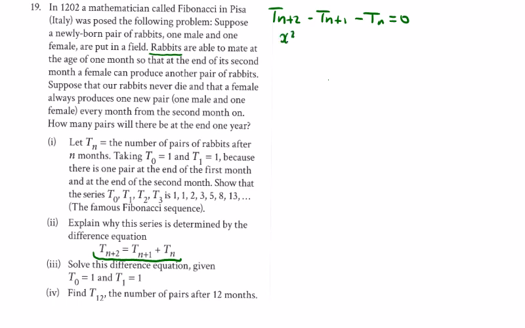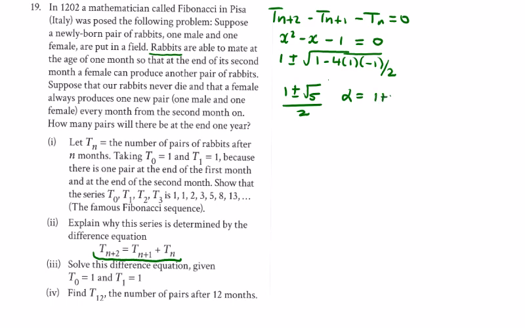Convert to our characteristic equation, or characteristic quadratic. X squared minus x minus 1 doesn't factorize, so minus b, so 1 plus or minus the square root of b squared minus 4ac, all over 2a, which is 2. So we're going to have 1 plus or minus root 5 over 2. So we'll call alpha 1 plus root 5 over 2, and we'll call beta 1 minus root 5 over 2.